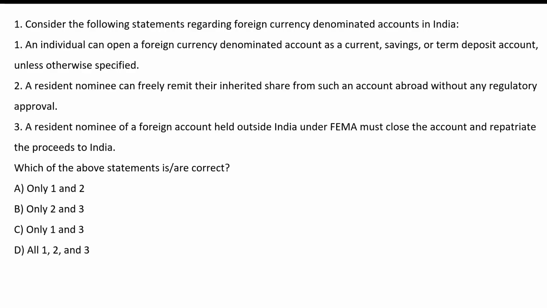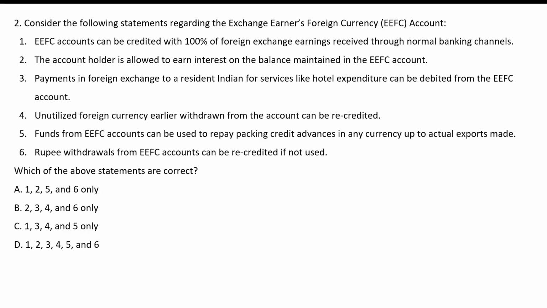Now, let's do some more practice questions. Consider the following statements regarding foreign currency denominated accounts in India. An individual can open a foreign currency denominated account as a current, savings or term deposit account unless otherwise specified. Correct. A resident nominee can freely remit their inherited shares from such an account without any regulatory approval. No, this is not correct. A resident nominee of a foreign account held outside India under FEMA must close the account and repatriate the proceeds to India. This is correct. So option C, only 1 and 3, is the correct answer.